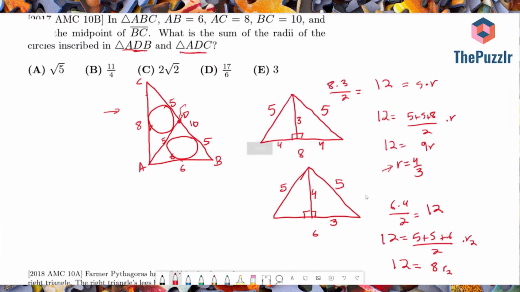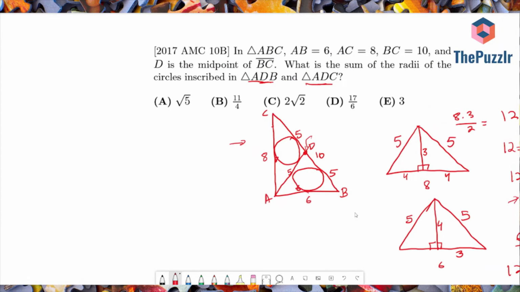So the radiuses are 3 over 2 and 4 over 3. And we're asked to find the sum of them. Well, for the sum, just find the common denominator. That's 9 over 6 plus 8 over 6, which gives us 17 over 6. And sure enough, that's a choice.